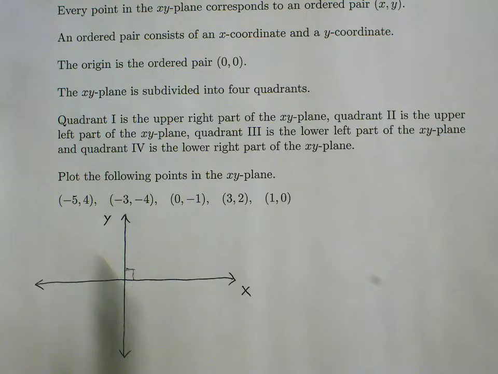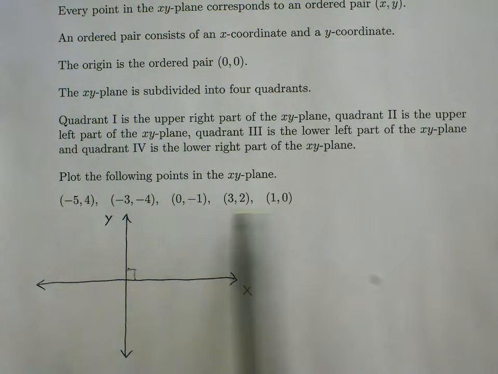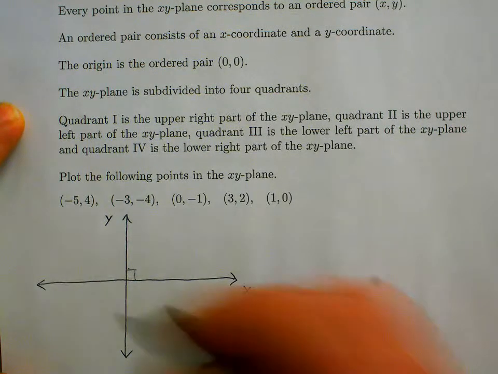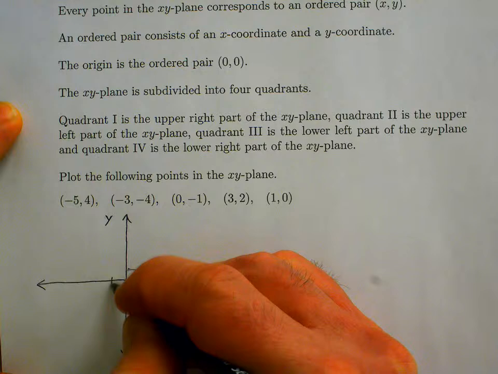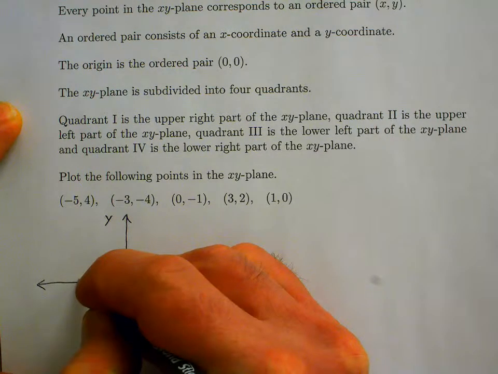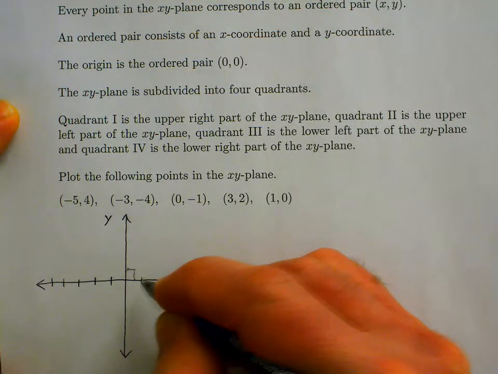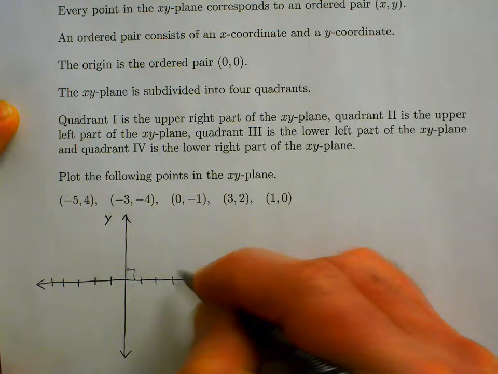Okay, so let's plot these points. We have 5 ordered pairs. So we can all make markers for the positive and negative integers in all directions first.